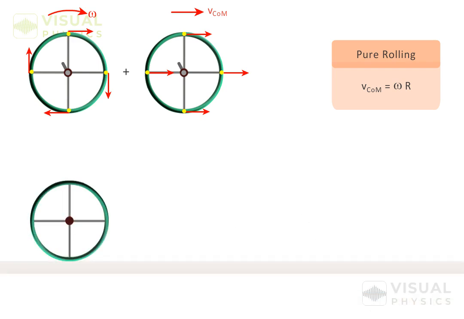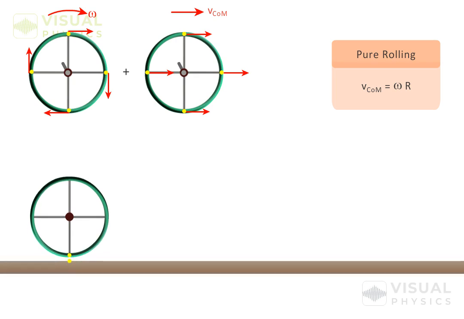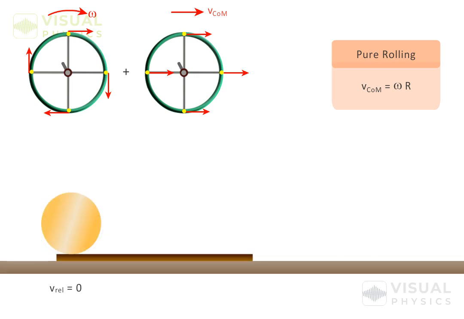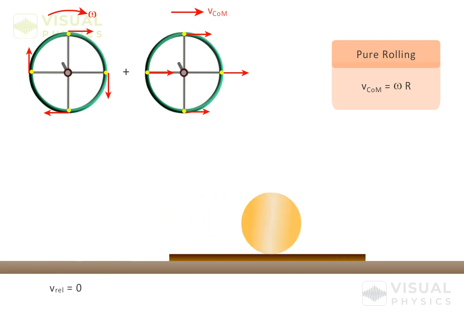Here you must note that this argument has arrived from the fact that the relative velocity of the point of contact with respect to the surface over which it rolls is 0. So we can say that if the object rolls without slipping over a moving surface, then the instantaneous velocity of the point of contact is equal to the velocity of the surface.